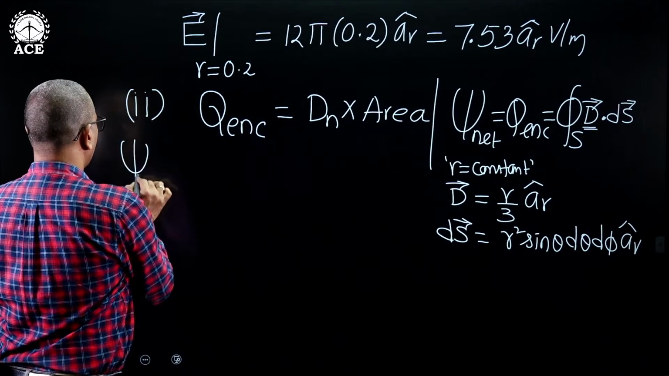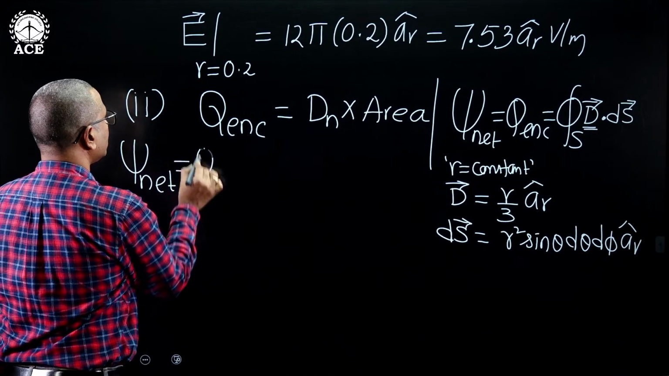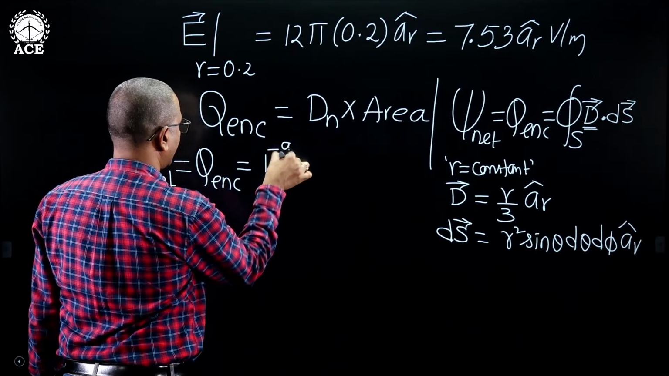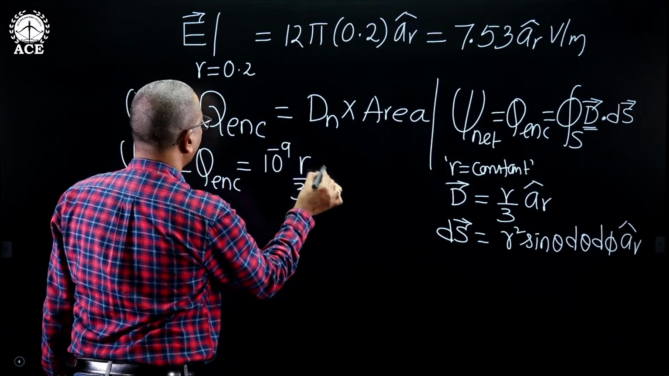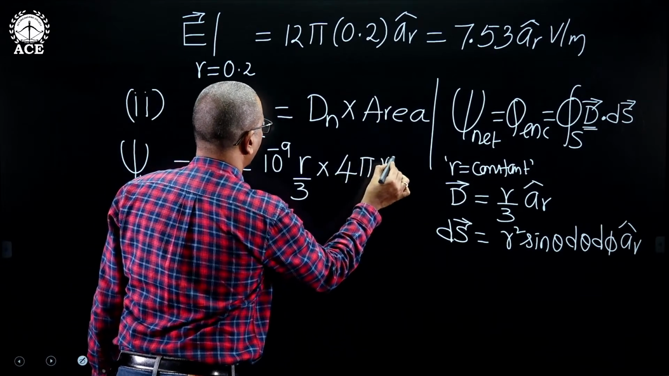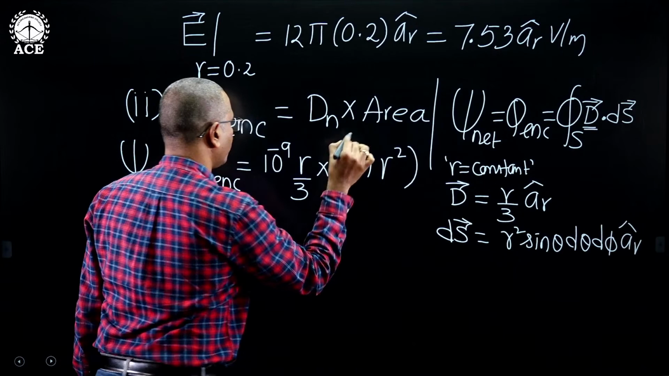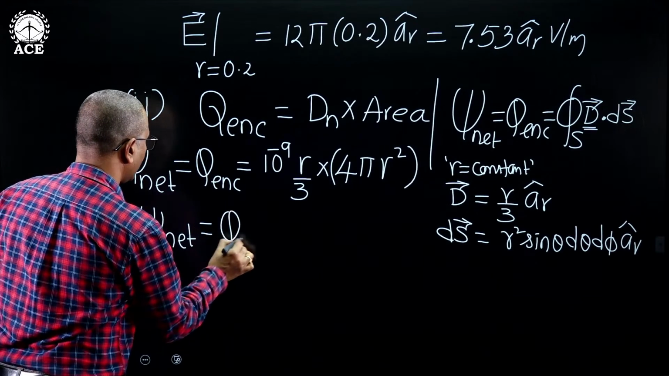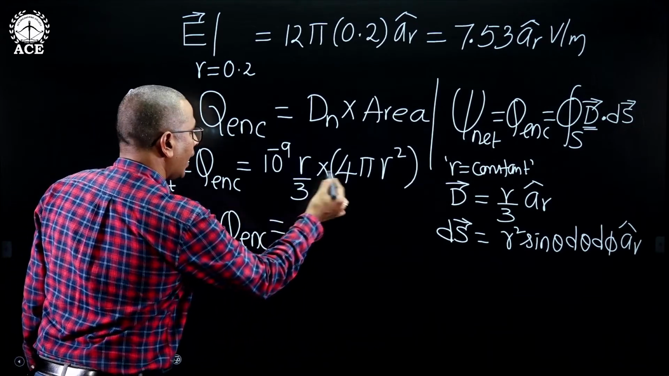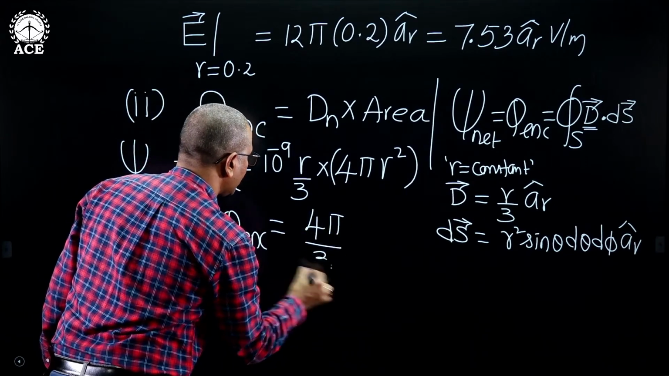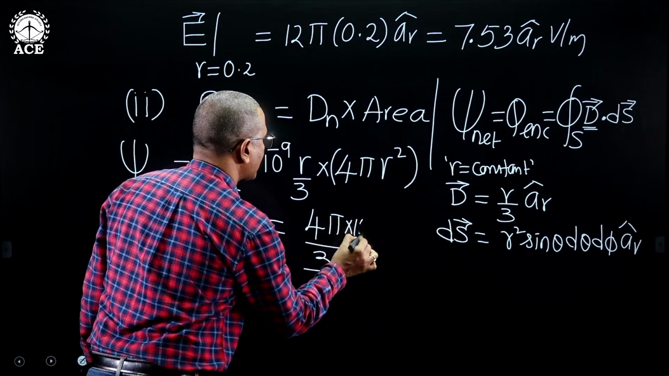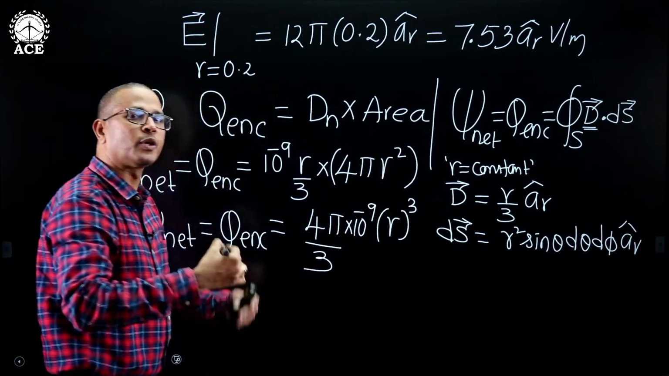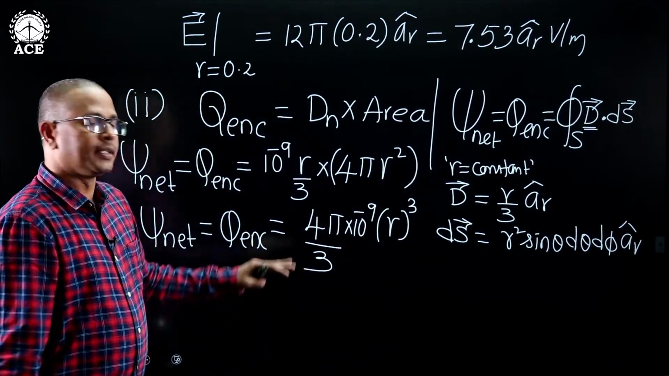Then I can write from Gauss's law, psi net is equal to Q enclosed is equal to Dn, which is 10 to the power of minus 9, dear students, I am writing nano, r/3 into the area of the sphere, where we are finding flux density or flux, net flux, 4 pi r square. So what is my equation now? Psi net equal to Q enclosed is equal to r/3. We can write 4 pi/3 into 10 to the power of minus 9, how much? r cube. That's all, dear students. Whatever r is given, you can substitute, you will get the answer within one line. This is our ready-made formula.